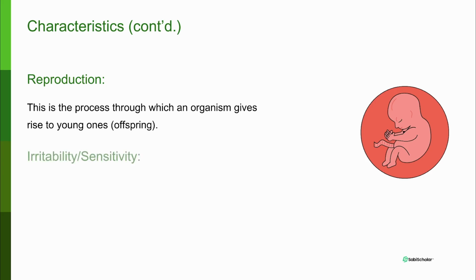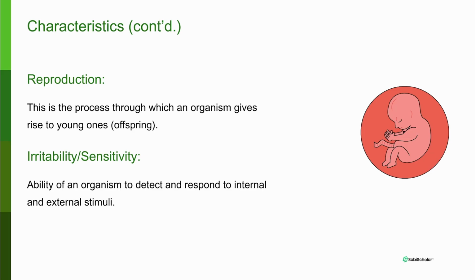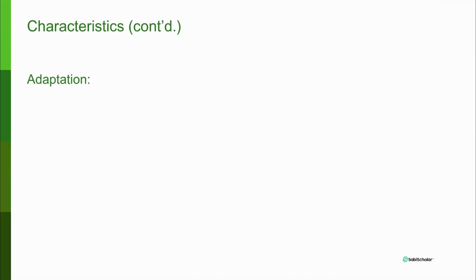Then we have number 7, irritability or sensitivity. This is the ability of an organism to detect and respond to internal and external stimuli. I'll give you an instance. When you touch a hot object, you withdraw your hand quickly. In this case, the hotness is the stimulus, while the withdrawal is the response to that stimulus. Plants respond slowly to external stimuli, while animals respond very quickly to both internal and external stimuli.